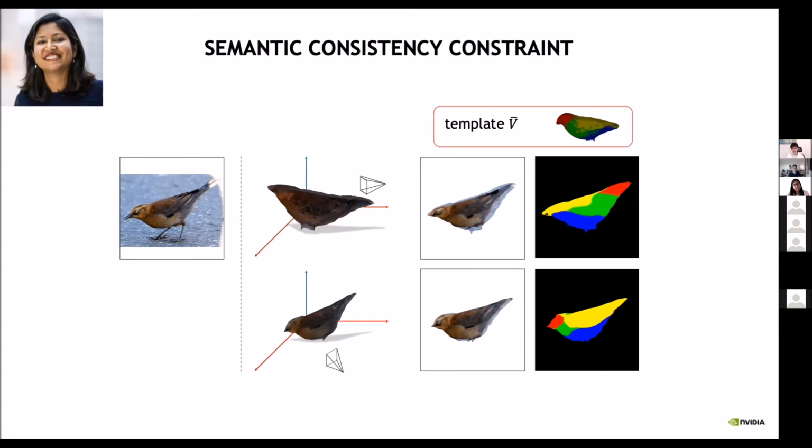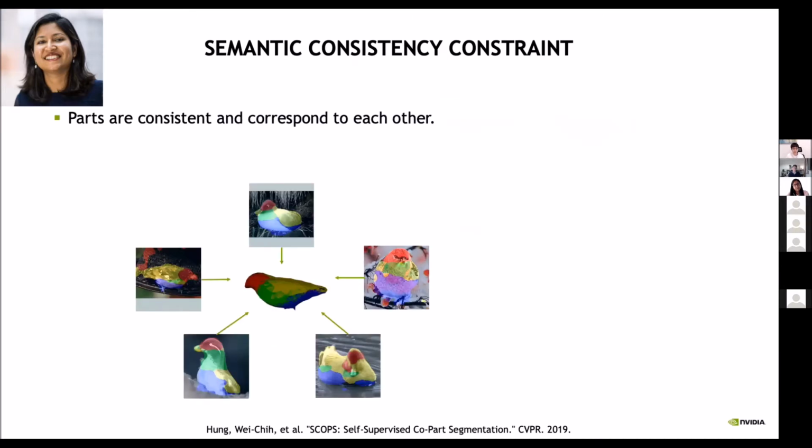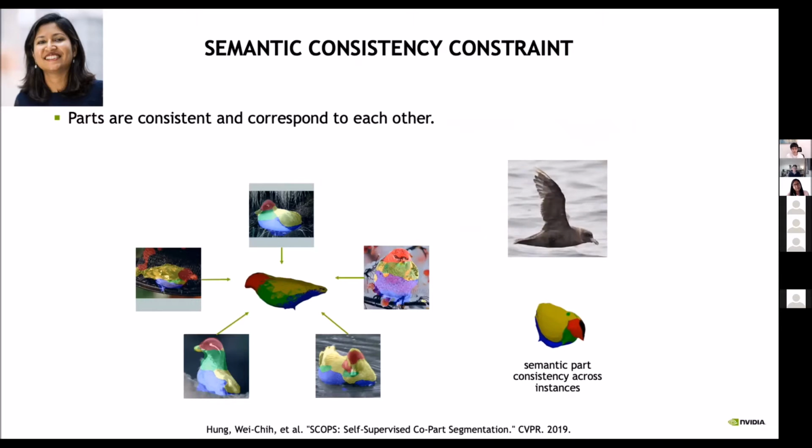So in order to make correct shape predictions, we need to make sure that the semantic part labels of the vertices on the template do not change. But the question is, how do we know which semantic part of the bird each vertex on the mesh belongs to? Although it is hard to get part information on 3D, we can obtain semantic parts across instances on 2D images using a self-supervised approach such as SCOPS, and from there we can eventually get the part labels on 3D meshes. As shown here, these parts are consistent and correspond to each other.